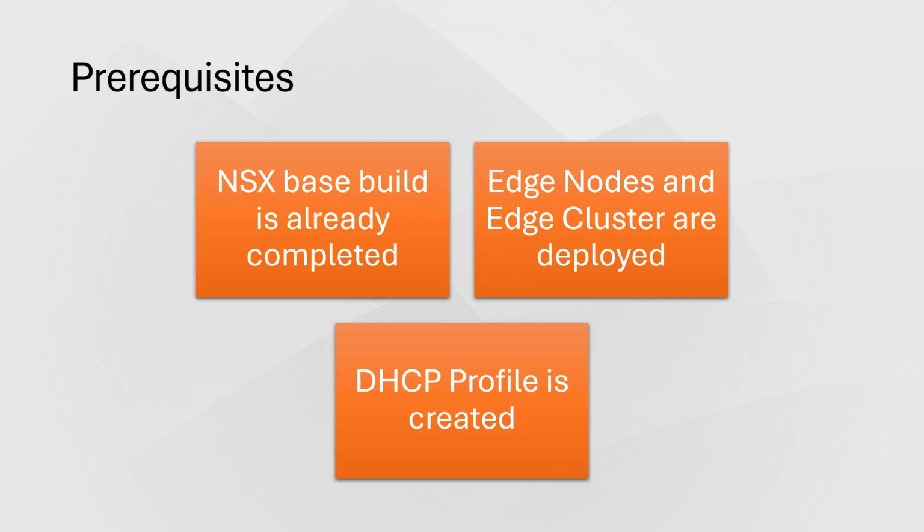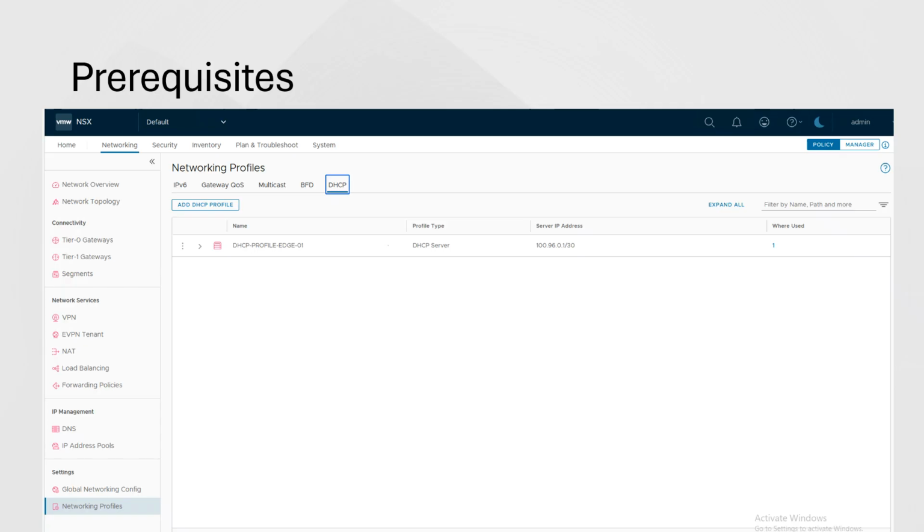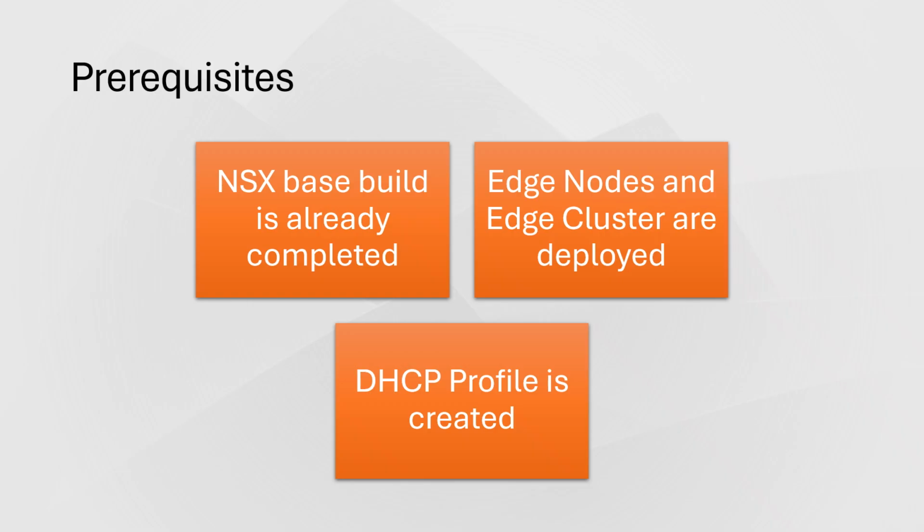DHCP profile is created. So go to the networking part in the NSX Manager, then go to network profiles, DHCP, then you can find the option to add DHCP profile. If this profile is missing, DHCP won't work. Whatever you configure on the segment, without this profile, DHCP will not work in NSX.